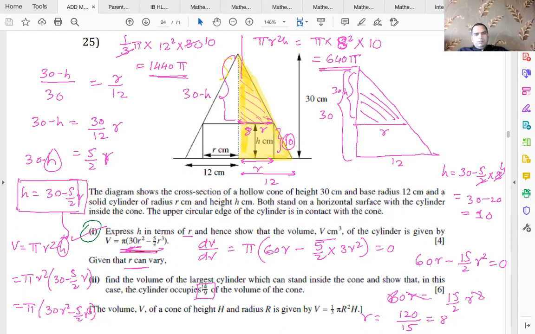Now I have to show that the volume of the cylinder is 4/9 the volume of this cone. So if I divide both the volumes, 640 pi over 1440 pi, this and this get cancelled. 64 over 144. If I divide it by, let's say, 16, 16 fours are 64 and 16 nines are 144. So you can see that their volume ratio comes to be 4/9. And that's what we wanted to show. That's how we show these kinds of problems. We solve these problems using optimization skills.